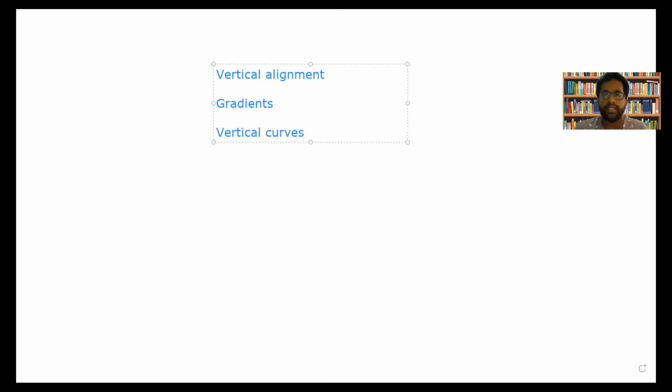Now when you speak about vertical alignment, how is this vertical alignment represented? In highway engineering, the vertical alignment can be represented in the form of a graph. The vertical axis of the graph shows the elevation and the horizontal axis shows the distance from the center line of the highway. So the plot is made with distance from the center line of the road on the x-axis and elevation on the y-axis.